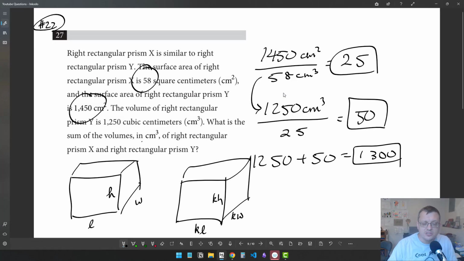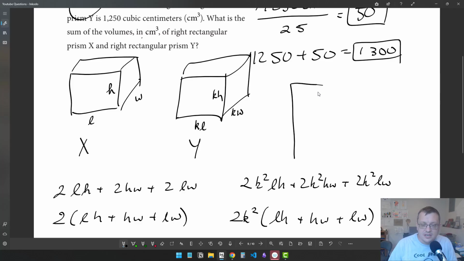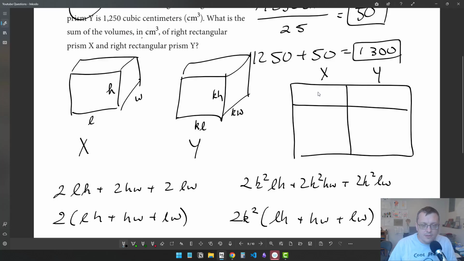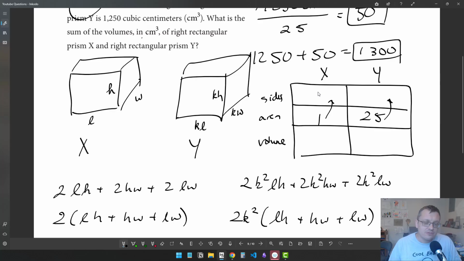So we'll create a little table here. We'll call this X and Y, and we'll call this the sides row and the area row and the volume row. We know the ratio of the areas is 25 to 1. We know the ratio of the areas is the square of the ratio of the sides. So what I can do is just square root this ratio to find that the ratio of the sides is in a 1 to 5 ratio. Because if I square root 25, I get 5, and the square root of 1 is 1. And so that tells me the ratio of the sides is 1 to 5.